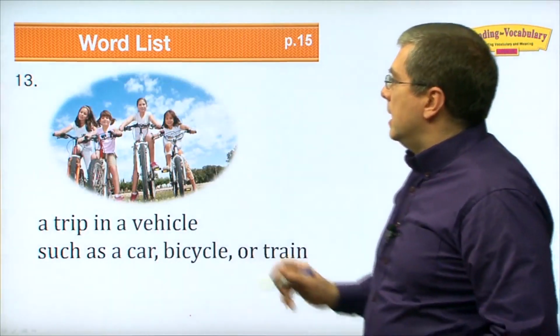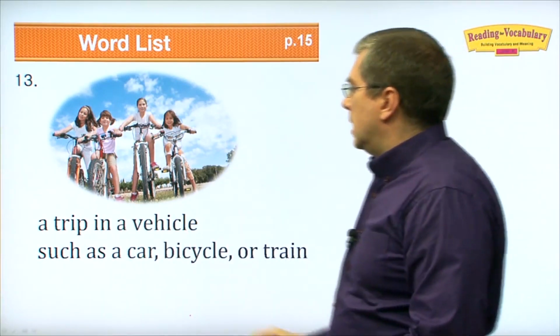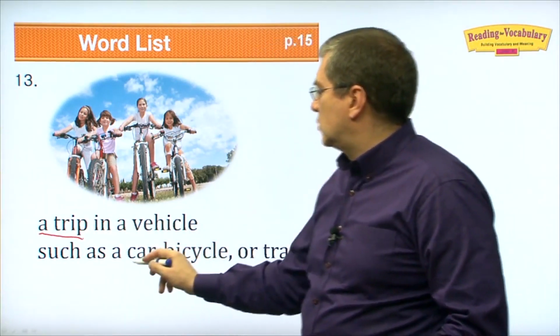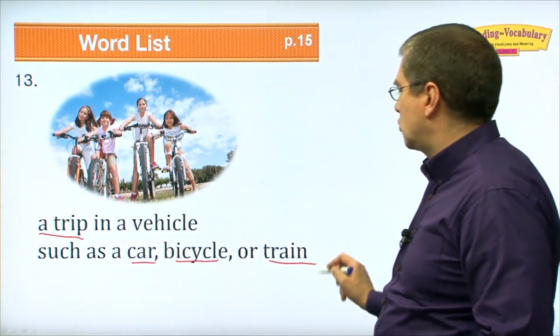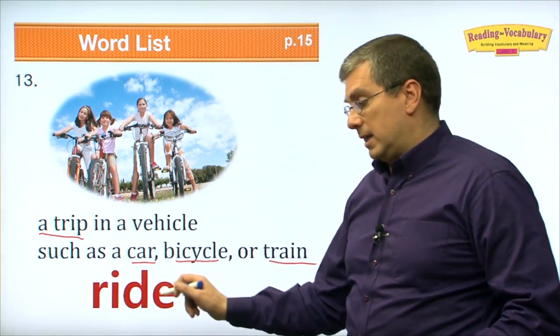Okay, next one. Number 13. So, these kids are having fun, right? They got their bikes. What are they doing? Well, here we have a definition here. A trip in a vehicle, such as a car, bicycle, or train. So it's an interesting word here, and the word is to ride.